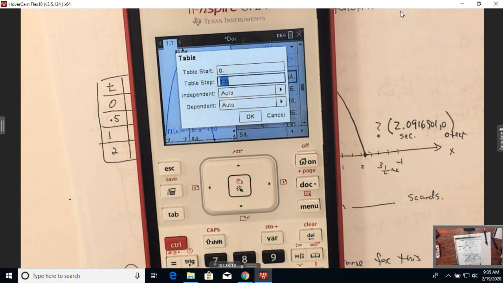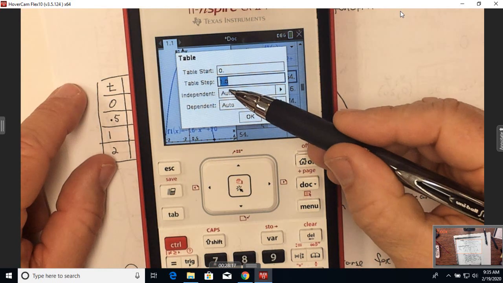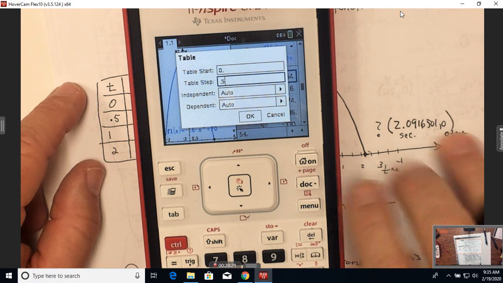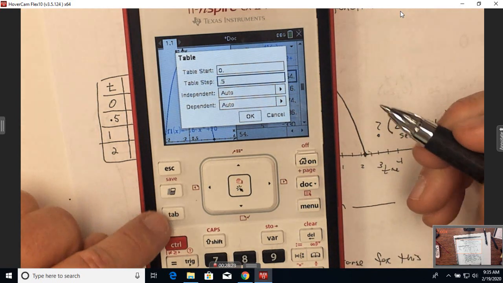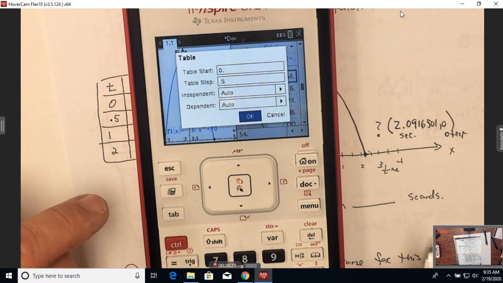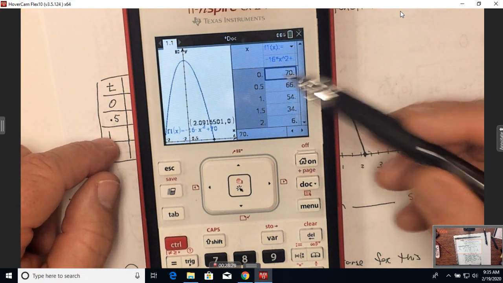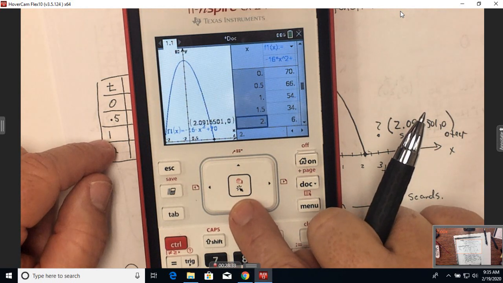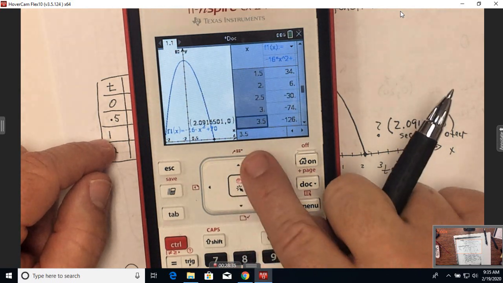The table step is like our table was counting by 1, 2, 3, 4. So now I want to count not by ones, but by halves. Put a 0.5 there. Leave this as auto. Leave this as auto. Watch this. And then go to OK. Look at my table. It's counting by halves now. Look. 1/2, 1, 1.5, 2, 2.5, 3, 3.5.